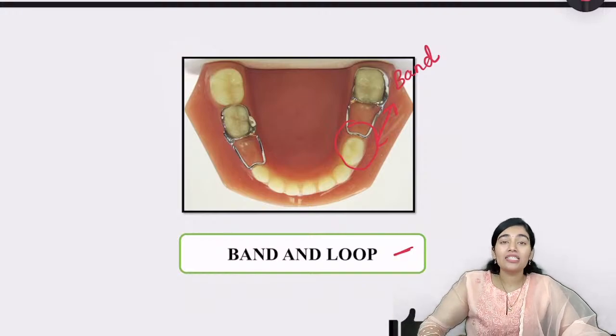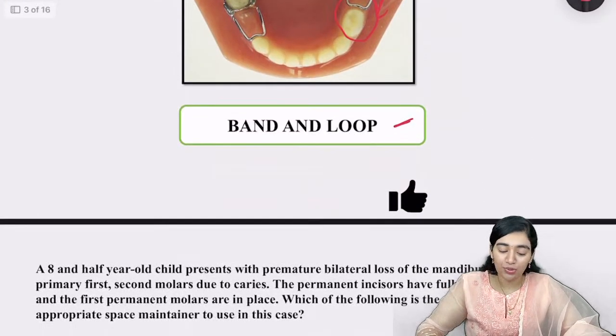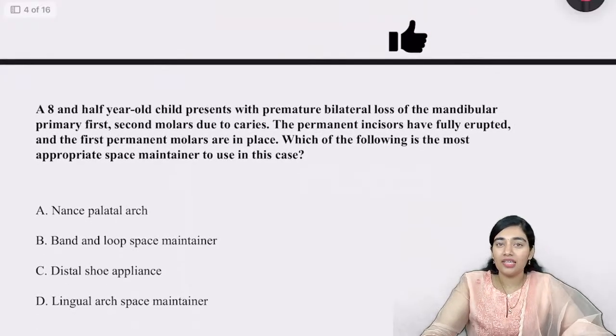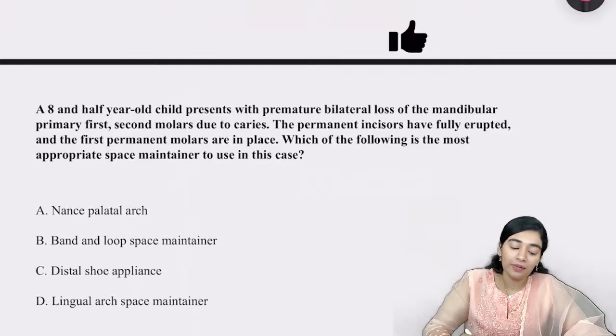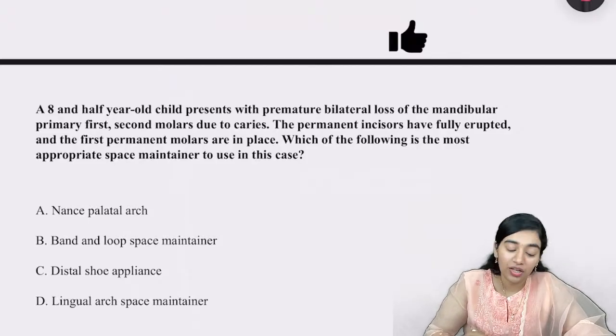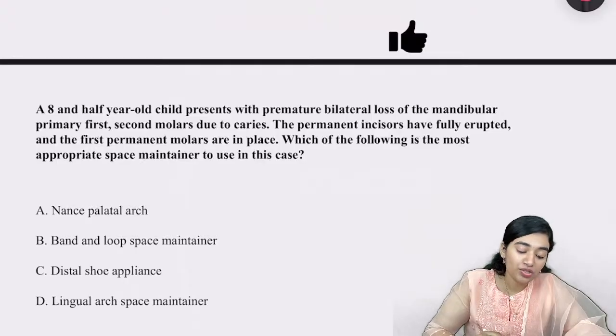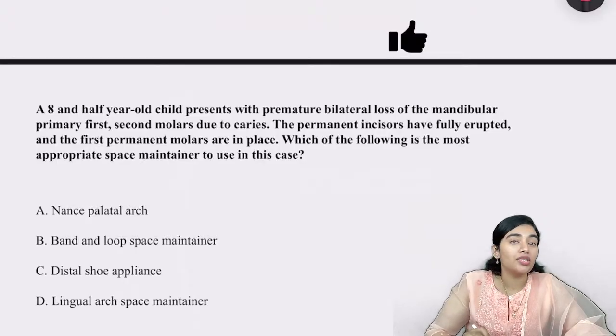Alright. Let's get into the next case-based scenario. So here comes our next case. An 8.5-year-old patient presents with premature bilateral loss of mandibular primary first and second molars due to caries. The permanent incisors are fully erupted and the first permanent molars are in place. Which of the following is the most appropriate space maintainer to use in this case?